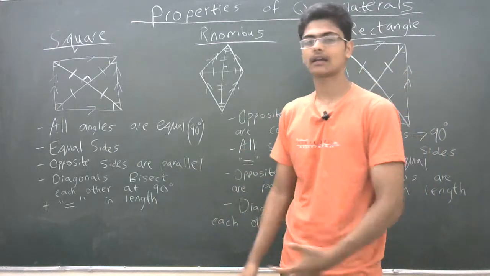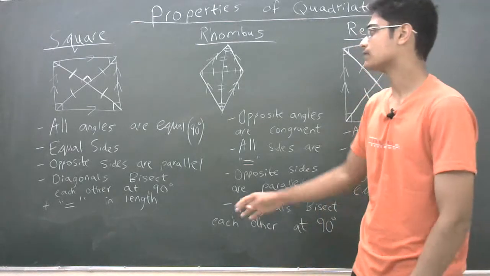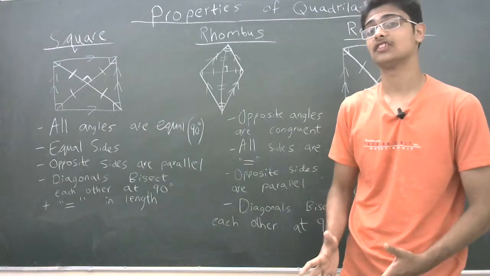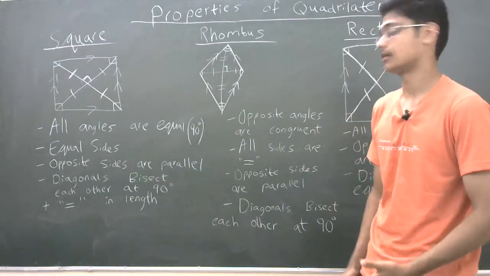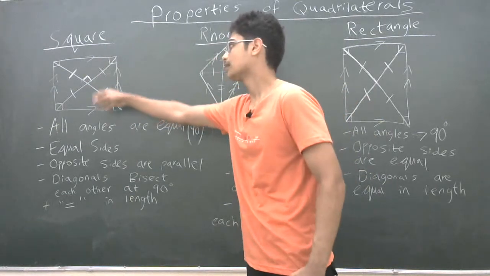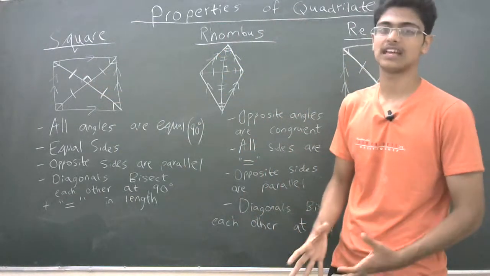And then you have diagonals bisecting each other at 90 degrees. And if these diagonals are equal in length, that means that these bisect each other, which is again an important terminology to understand. Bisect meaning that this diagonal is dividing the other diagonal into two equal segments.